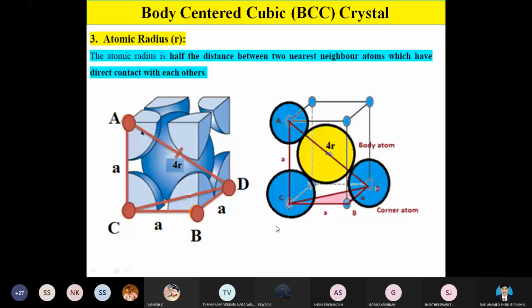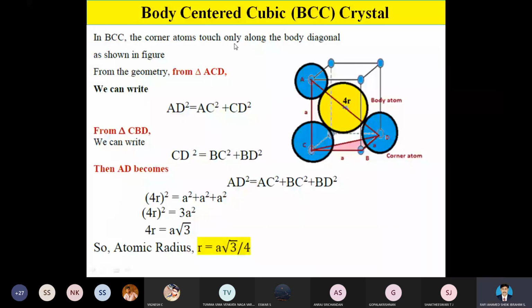See, in the BCC, the corner atoms touch only along the body diagonal. I have mentioned that the corner atoms touch only along the body diagonal. The corner atoms do not contact each other. They have contact only through the body diagonal. So from the geometry, from triangle ACD, we are first going to consider this triangle ACD. From this, we write AD square is equal to AC square plus CD square.